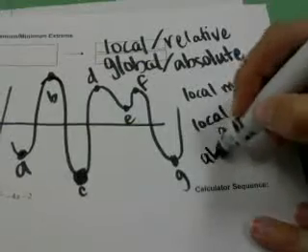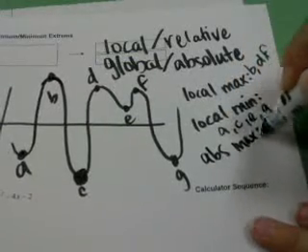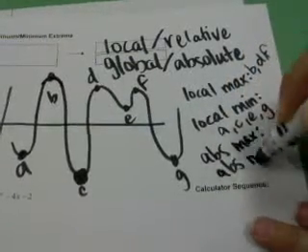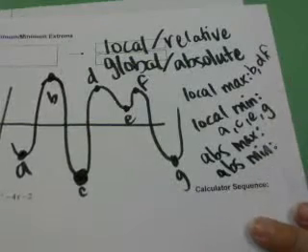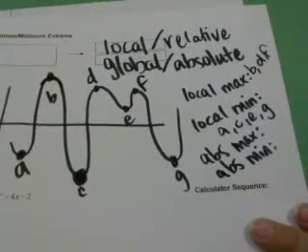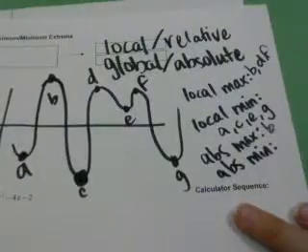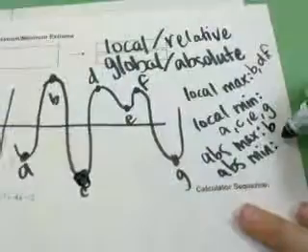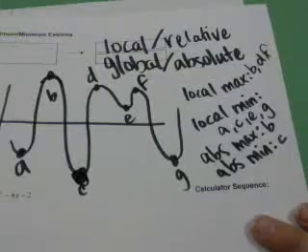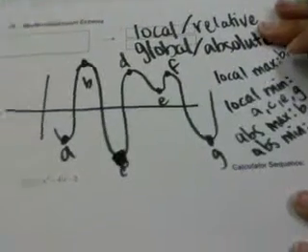Now for absolute max and min, I want to know the very highest and the very lowest. The very highest is probably B. The very lowest is probably C. And so that's our absolute maximum and minimum. I want to look at one more example.